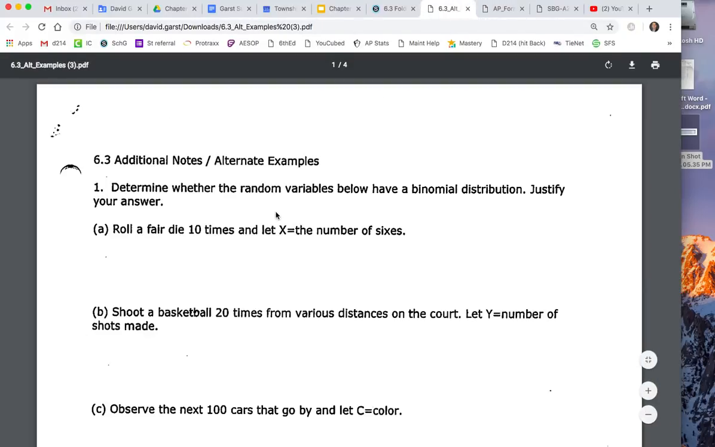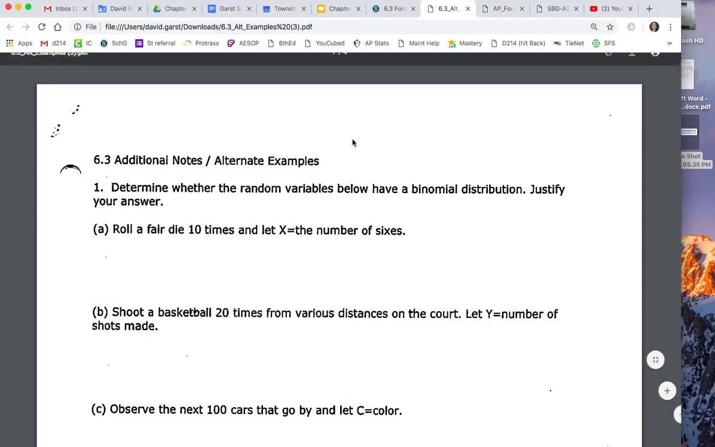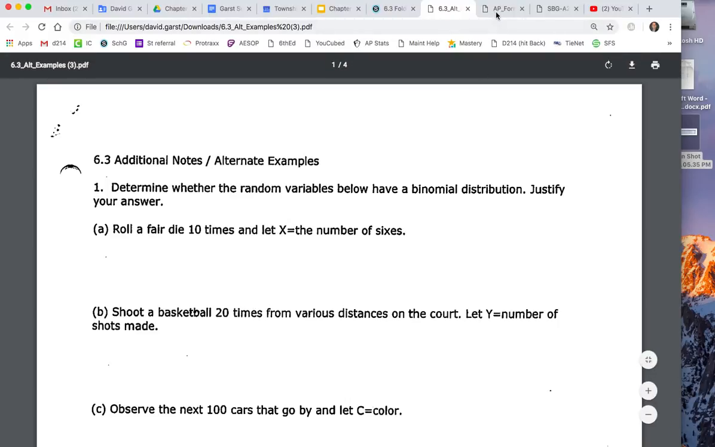So in example 1 it says, determine whether the random variables below have a binomial distribution. Justify your answer. Earlier in the year we went over only one other kind of distribution called a normal distribution. And for a distribution to be normal, we have to have a unimodal curve that is symmetric and follows the 68, 95, 99.7% rule. Those are the criteria for a distribution to be normal. Today we're going to go over what does it mean for a distribution to be binomial.